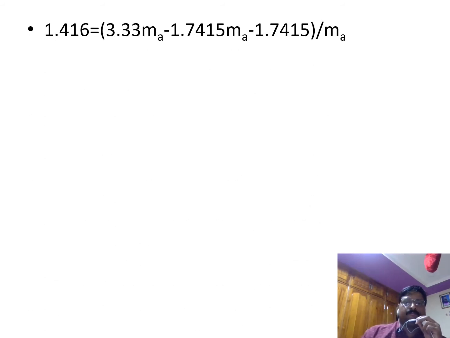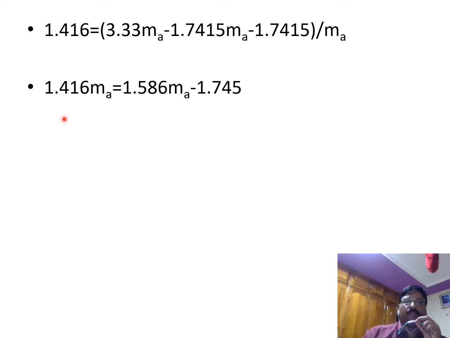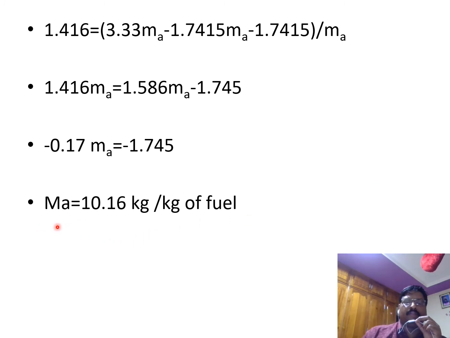Okay, so here we are taking 10 power minus 3 as common, therefore we can have 1.416 equal to 3.33 MA minus 1.745 MA minus 1.745 divided by MA. Finally we can write it as 1.416 MA equal to 1.586 MA minus 1.745. So by solving it, taking terms to the opposite side of the equal sign, we have minus 0.17 MA equal to minus 1.745. So finally we have the mass of air supplied as 10.16 kg per kg of fuel.